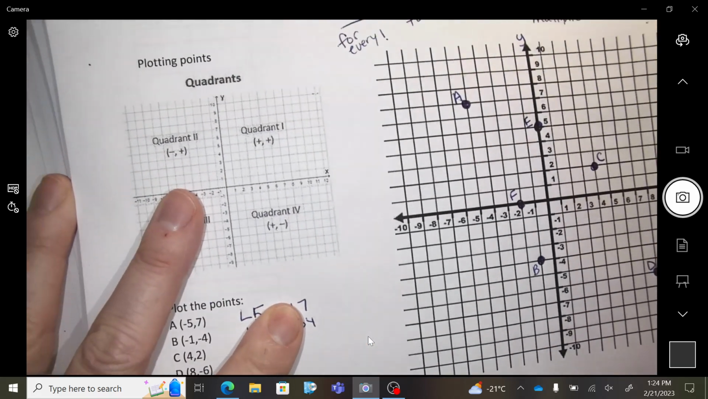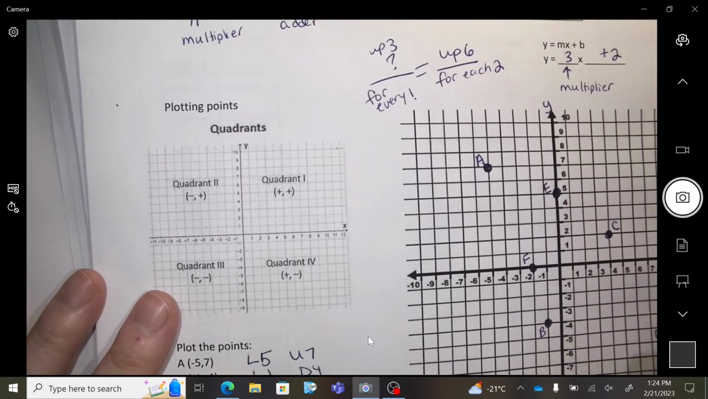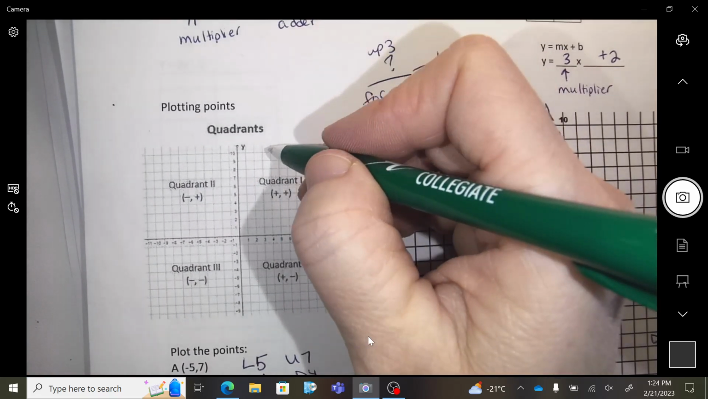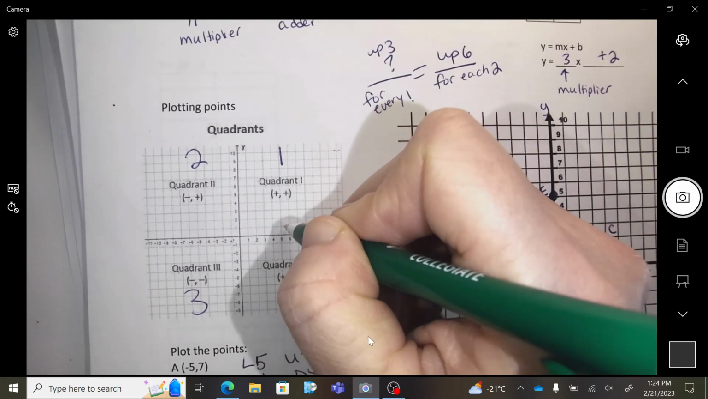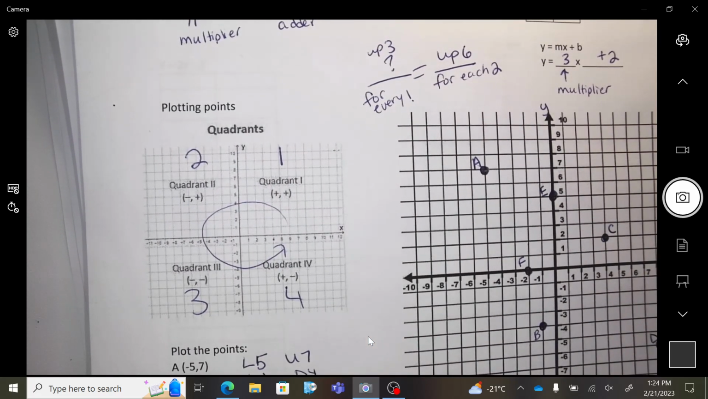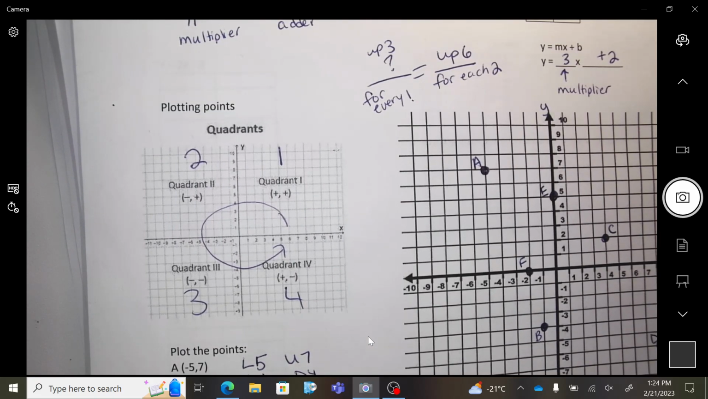Okay, here's just a quick fact for you. We do this quite a bit in grade 11 and 12. This is quadrant 1, 2, 3, and 4. It rotates like that as a quadrant count. 1, 2, 3, 4. Those are the names of them.